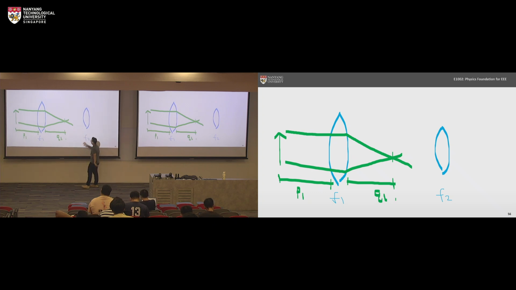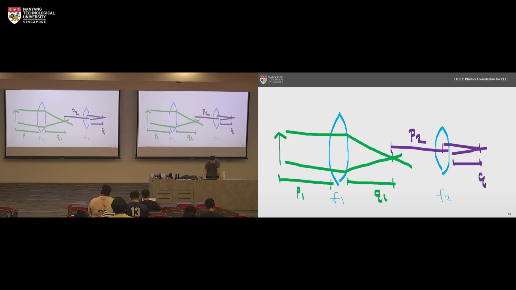There's no way that if I put in two lenses, they have to be connected. So the key to connect the two lenses or the two systems is, if you look at only this one, you still have a P. So this is called P2, and then it will focus somewhere called Q2. Okay, so let's say like this.